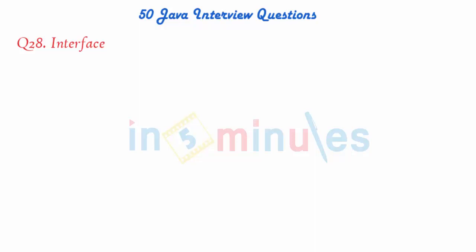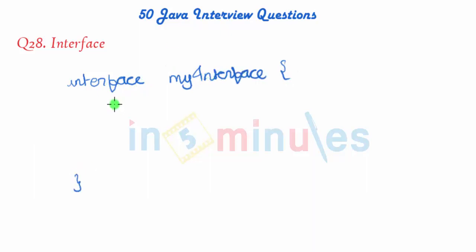Let's get started. To begin with, we will use the interface keyword to define, or let's say declare, an interface. It looks something like this. So we'll have interface, my interface, and we have our curly brackets. Now inside the interface, we will have only and only method declarations. So all the methods inside an interface are abstract in nature.